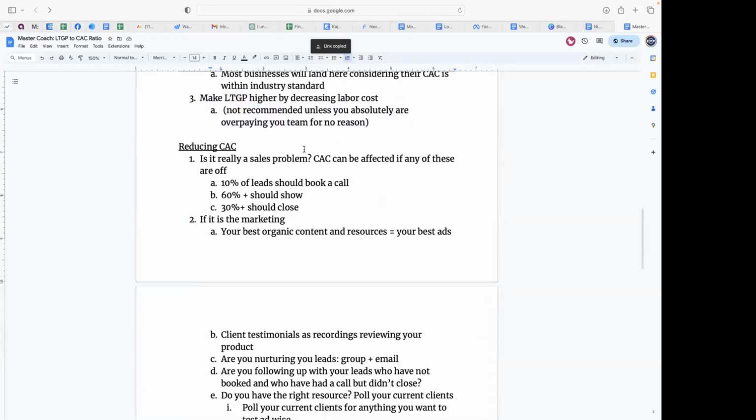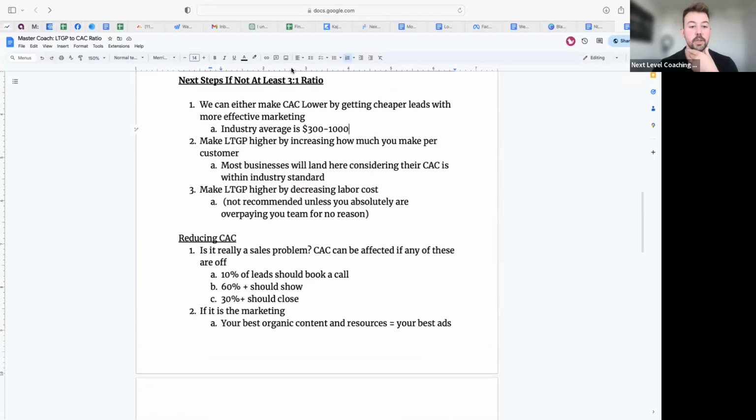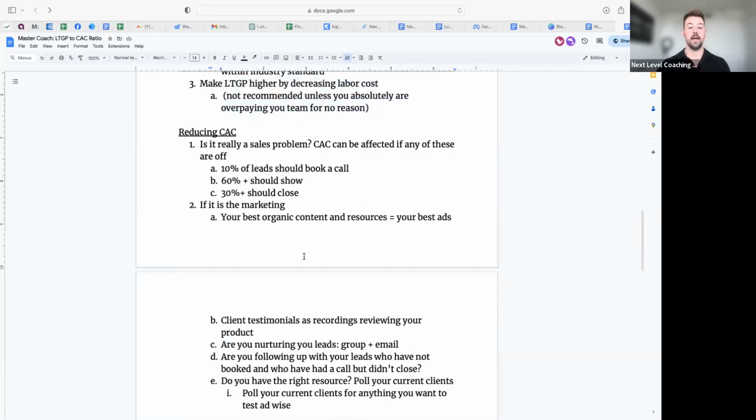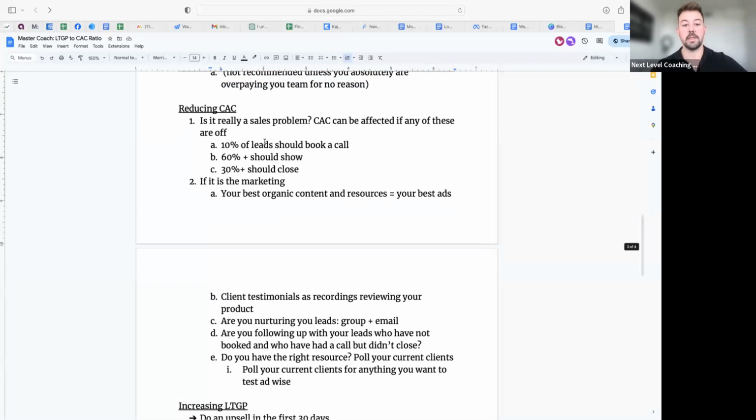Okay. So let's dig deeper into these three options, right? So we talked about the three potential options to improve this equation for yourself. Let's break them down into their parts. All right, so reducing cost of acquisition.